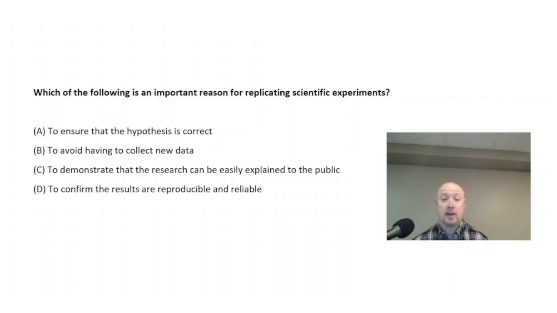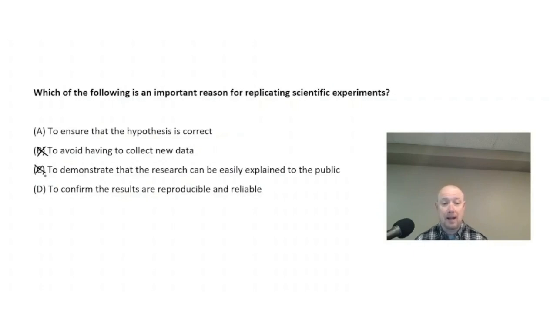Okay, so let's eliminate some choices here. I'm going to eliminate choice B, to avoid having to collect new data. When we replicate an experiment, we're going to get new data. So that choice is out. Choice C, to demonstrate that the research can be easily explained to the public. Explaining to the public is not going to be related to replicating an experiment. So it's totally different than that. So I'm going to eliminate choice C.